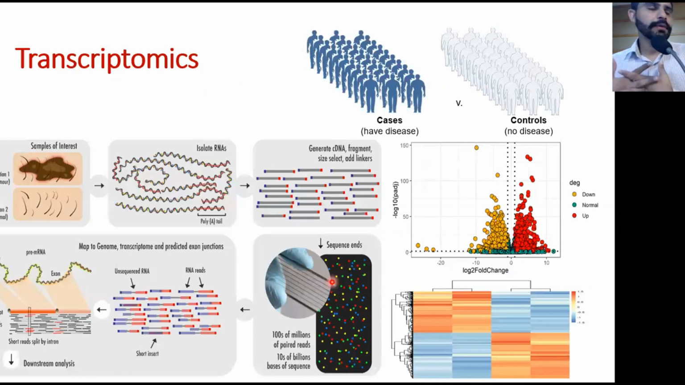So what is next to genomics is transcriptomics. Transcriptomics is the study of the total RNA of our cell. So if we are interested in what is causing a disease, what are the differences in differential expression in disease samples as compared to the control samples, we need to study transcriptomics.